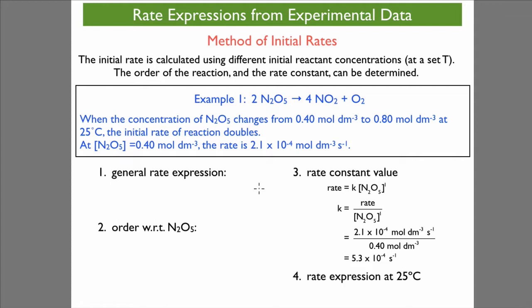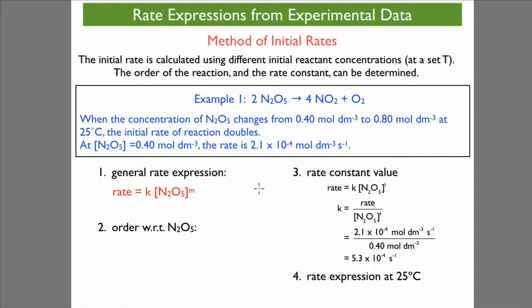Okay, method of initial rates. The initial rate is calculated using different initial reactant concentrations at a set temperature. The order of reaction and the rate constant can be determined. In this example, we've got N2O5 giving us nitrogen dioxide and oxygen. When the concentration of N2O5 changes from 0.4 moles per decimeter cubed to 0.8 at 25 degrees Celsius, the initial rate of reaction doubles. So we know the rate doubles. The concentration is 0.4 moles per decimeter cubed and the rate is 2.1 times 10 to the -4.